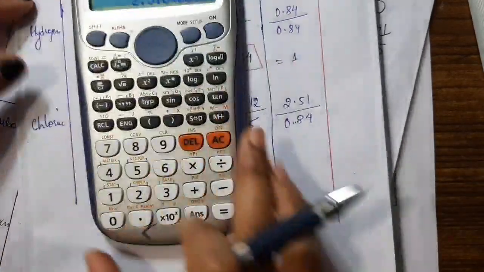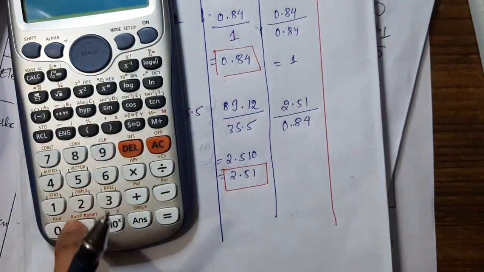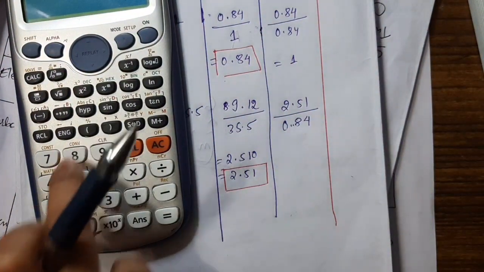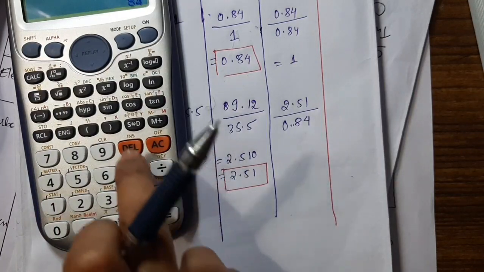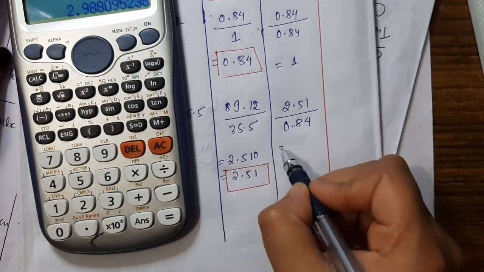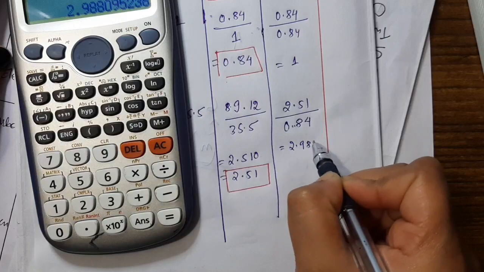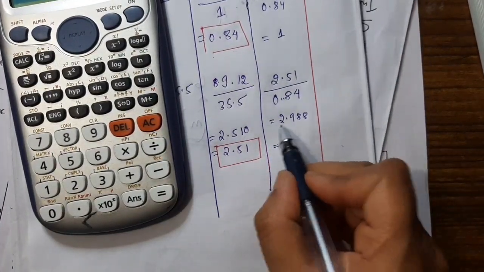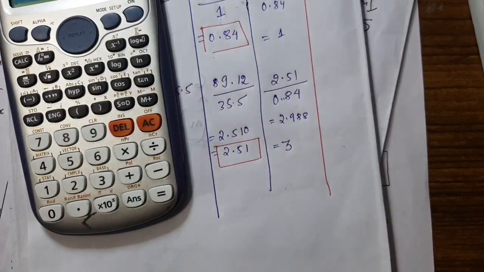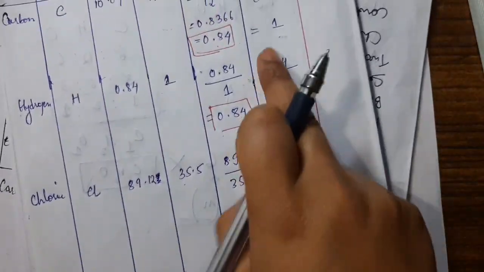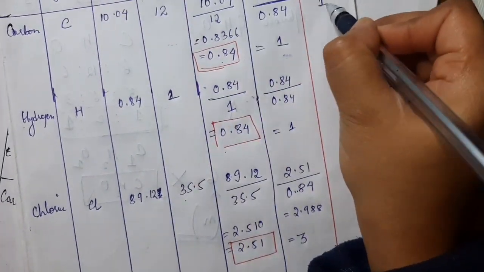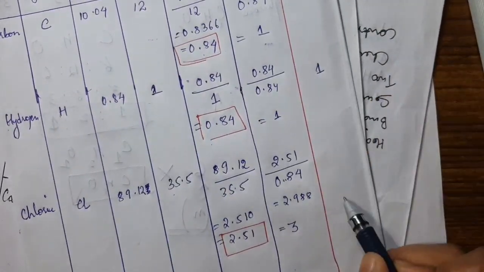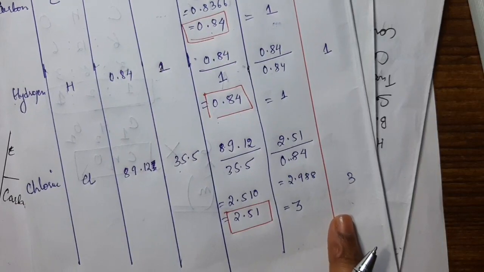Okay, so let's divide that. 2.51 divided by 0.84 would give us the value 2.988. We can round it up as 2.98, and write it as 3. So we got for carbon, the number ratio is 1. For hydrogen it is 1, then for chlorine it is 3.